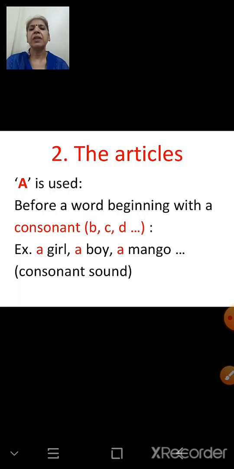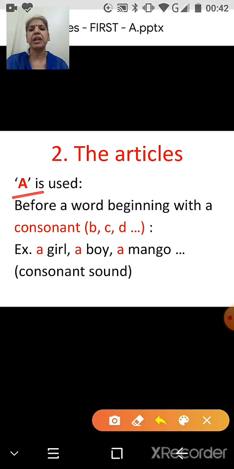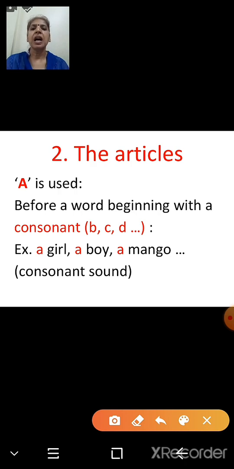Okay. Now where do we have to use A? A is used before a word beginning with a consonant. For example, a girl. A girl is beginning with G. First letter is G, and G is a consonant. So we say a girl. Boy, a boy. B for boy. B is a consonant. So a boy. Mango, a mango.